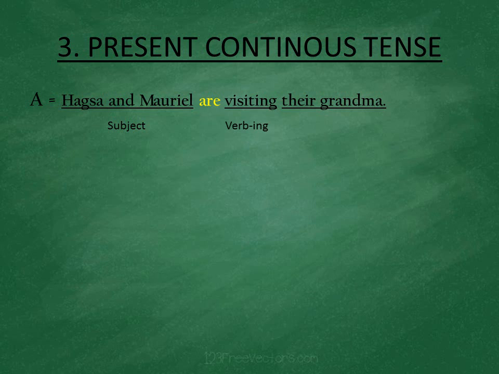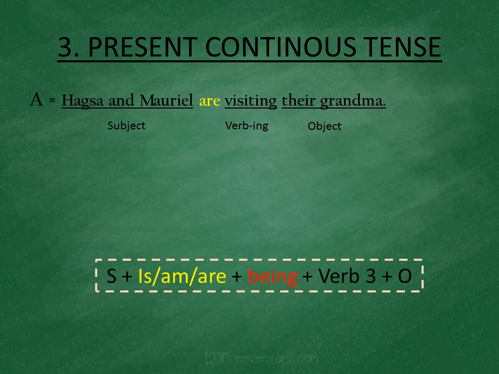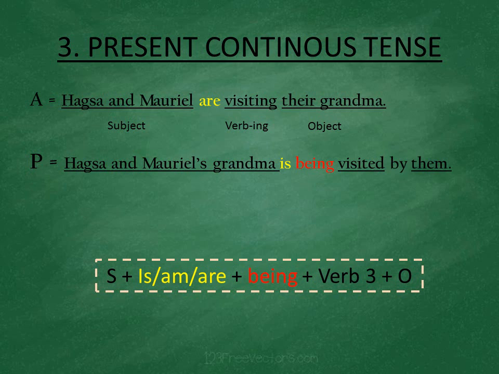Meanwhile, grandma is the object. In passive voice, grandma will be the subject, Haksa and Mauril will be the object. The verb ing in the sentence will change into verb 3. The formula is subject plus is, am or are, plus being, plus verb 3, plus object. Being shows that the action is happening, so the passive sentence will be Haksa and Mauril's grandma is being visited by them.